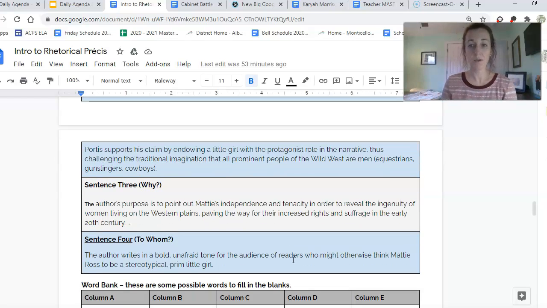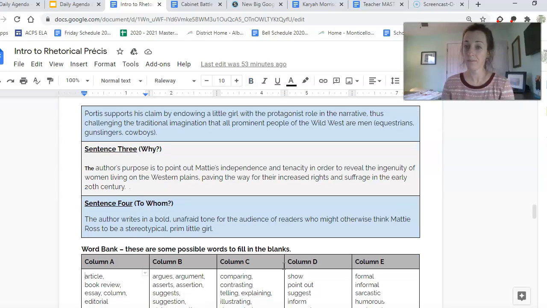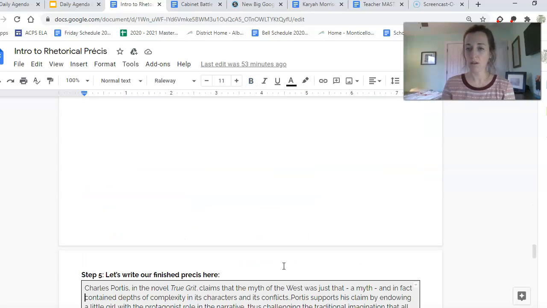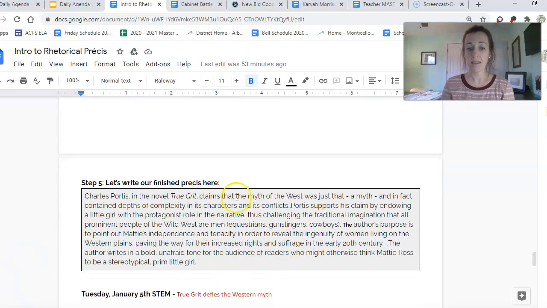Lastly, sentence 4, to whom, who's the audience? The author writes in a bold, unafraid tone for the audience of readers who might otherwise think Maddie to be a stereotypical, prim little girl. So we took those 4 sentences, collapsed out all of the spaces to create this paragraph, exact same language, it's just all together now. And it's a beautiful look at what the précis can be.